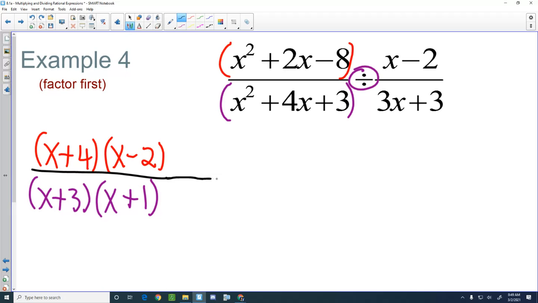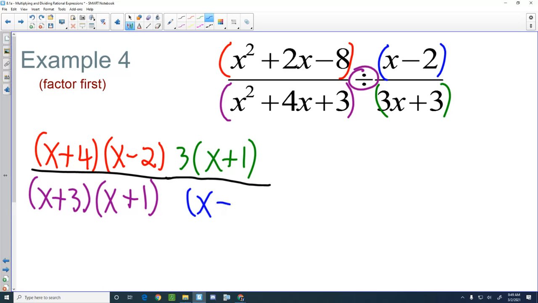I'm going to extend my fraction bar because I'm multiplying, but I'm not multiplying by the same way this is written. I'm going to flip it upside down. And so I'm going to take this denominator and move it up to the numerator. But I'm going to factor it first. And 3x and 3 have a common factor of 3, which leaves us with an x plus 1. And finally, that original numerator is now going to become the denominator. x minus 2. There's no way to factor that one.